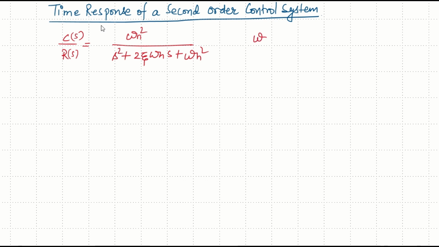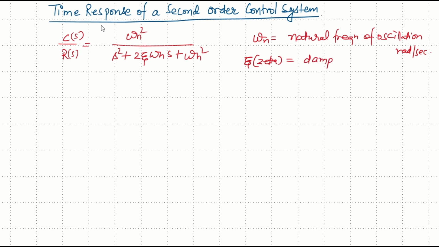Here omega n is the natural frequency of oscillation in radian per second, and zeta, the Greek letter, is the damping ratio.